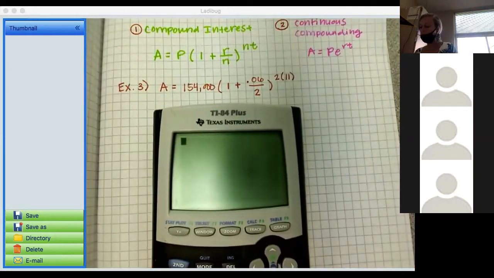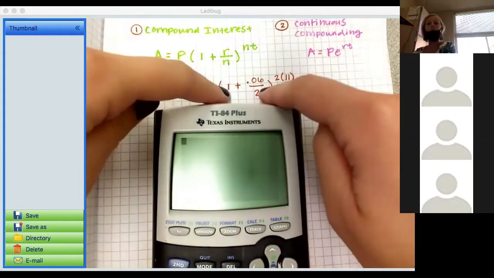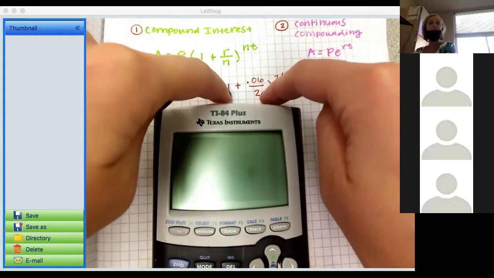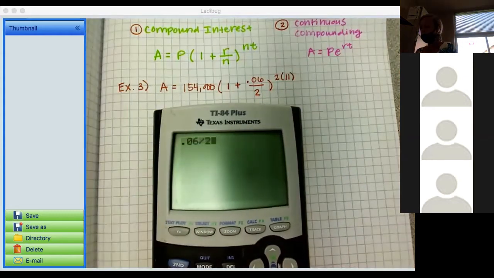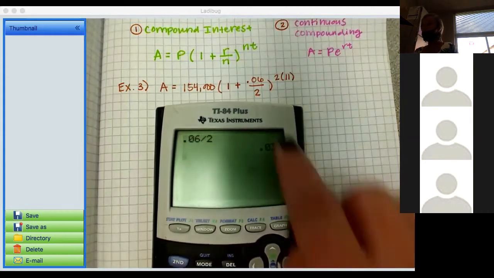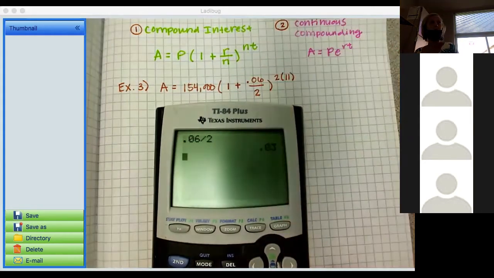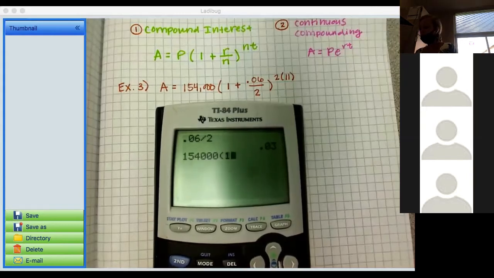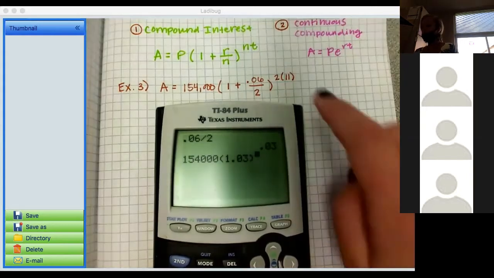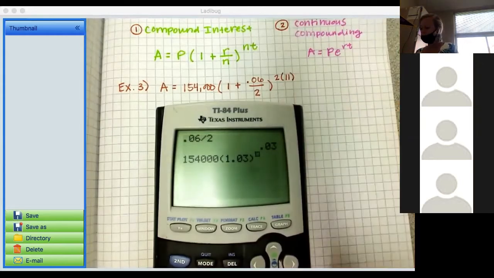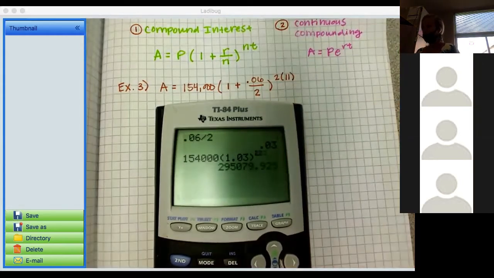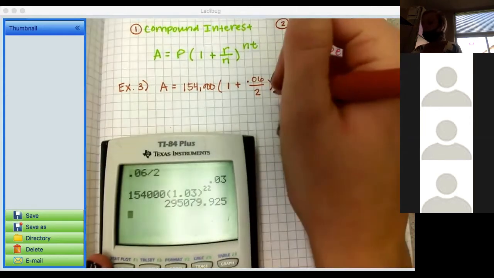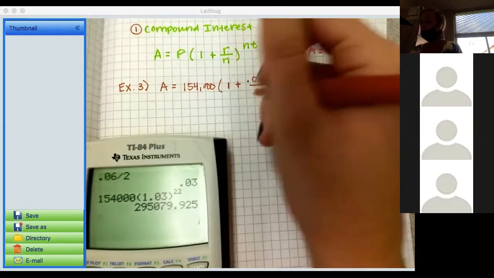I just forgot today. So I'm going to do the inside first. So 0.06 divided by 2 should be, yep, I just wanted to make sure. So this will be 1 plus 0.03, right? Which is 1.03. Okay, so now watch. I'm going to do 154,000 times 1.03 raised to the, what's 2 times 11? 22. So after 11 years, her house's value, dang girl, you got a good house.